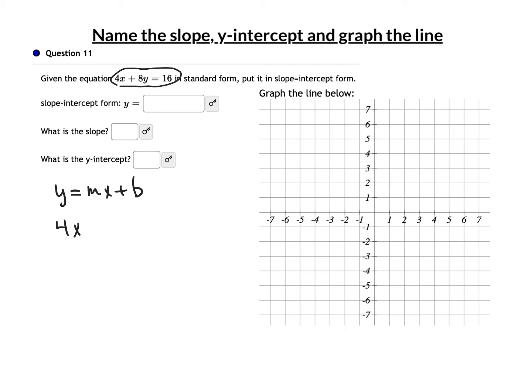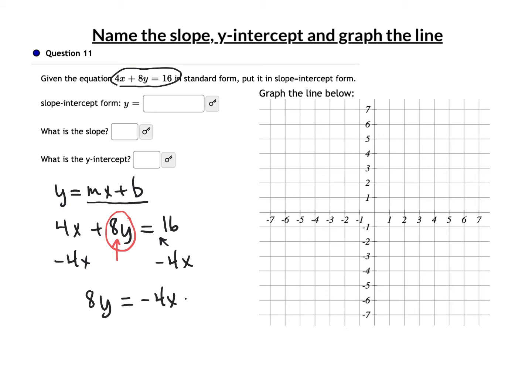So we're going to take this equation, 4x plus 8y equals 16, and we're going to get y by itself. The first step is to get 8y by itself, because the last thing you'll do is divide by 8. First then, we will take a 4x off each side. Remember, you're headed for mx plus b. We're going to put that in front because it's going to be mx. I have 8y equals negative 4x plus 16. That's a positive 16. Now I'll divide everything by 8.